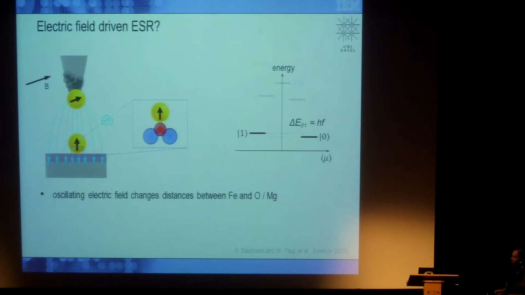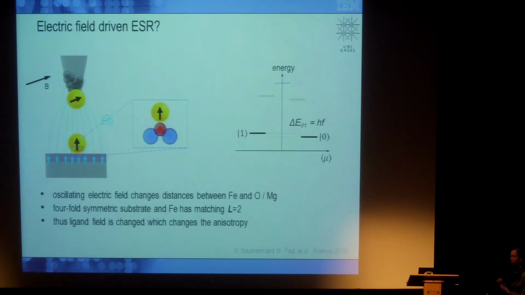Because the iron has an orbital moment of 2, it matches the 4-fold symmetry of our surface. That means that we can change the ligand field, which changes the anisotropy, and that allows us to coherently transition between these states 0 and 1.